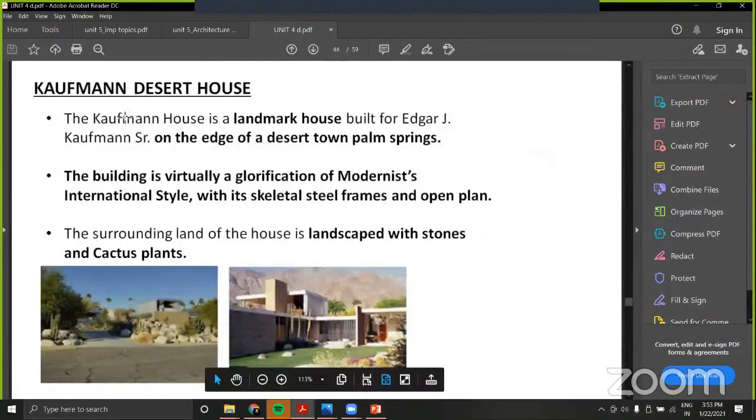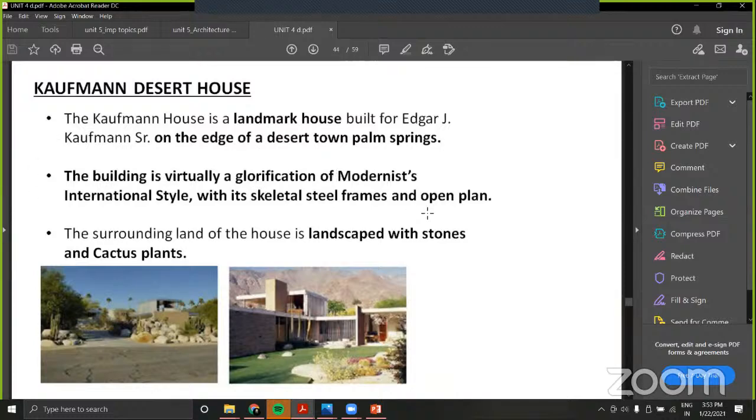This is the Kaufmann Desert House. Kaufmann House is one of the landmark houses built for Edgar J. Kaufmann on the edge of the desert town of Palm Springs. The building is virtually a glorification of the modernist international style with skeletal steel frames and an open plan. As I said, open plans were famous in those periods.